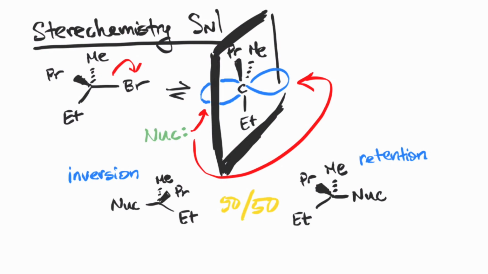In reality, it is not exactly 50-50. It is skewed a little bit towards the inversion product. You don't get 100% inversion, but you get a little bit more of inversion than retention. Now, why is this? Remember, you still have that bromine that just left momentarily from that substrate. So it is sticking a little bit closer on one side of the carbocation than on the other. Because of this, that front side is still a little bit blocked, sterically hindering the attack of the nucleophile, therefore favoring a little bit more of the backside attack still.